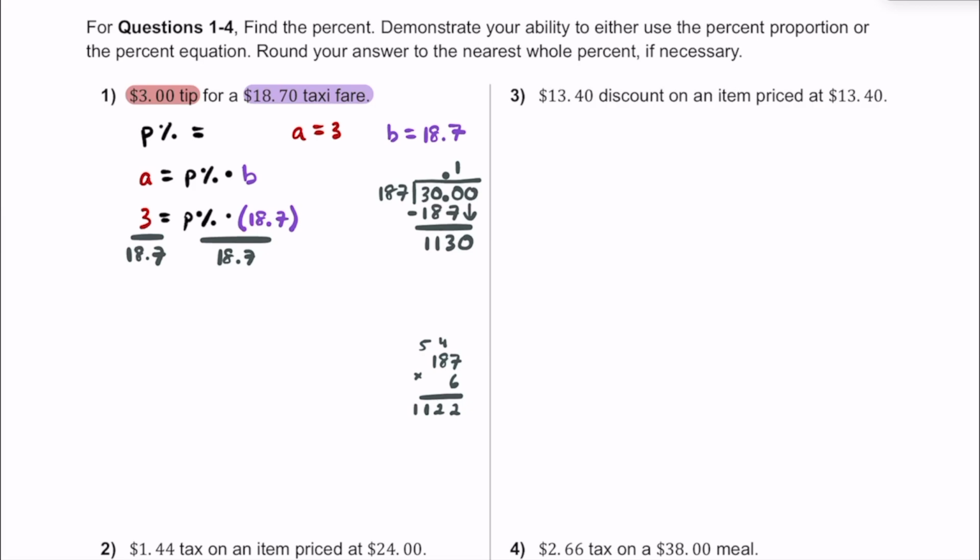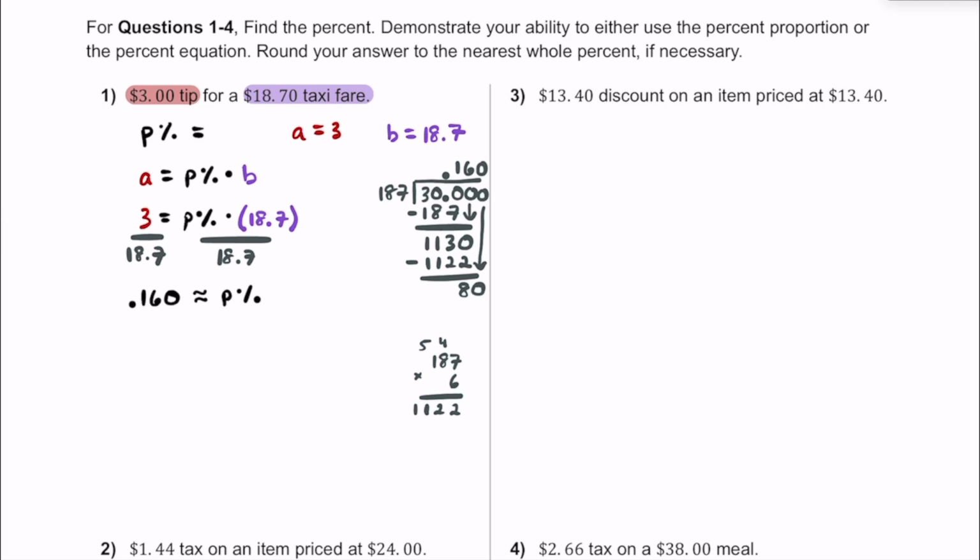I don't think we can get any closer, right? So let's put a 6 up here. 6 times 187 is going to be 1,122. We were off by 8 here. And let's see, I think we're just going to add another 0 and bring it down. Now notice what's going to happen here is that 187 is going to fit into 80 0 times. So the next number is going to be a 0. And so at this point, we know it's going to be 0.160 roughly, okay? This is going to be equal to P percent.